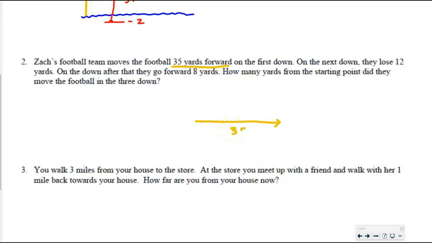All right. On the next down, they lose 12 yards. So this whole down thing is kind of confusing for someone who doesn't know anything about football. But again, the context clues tell me that if they lose 12 yards, what direction are we going to be going? Back. Which direction would you say if we're using math words? Negative, yeah. We're going to be going to the left. We're going to be going negative.